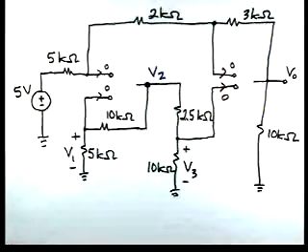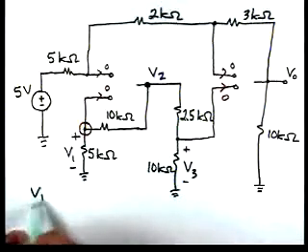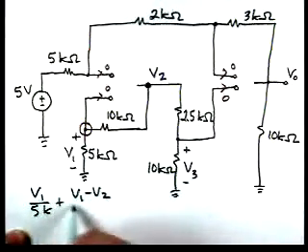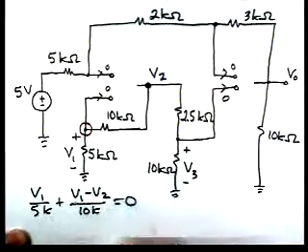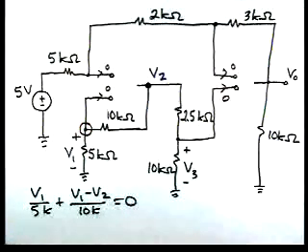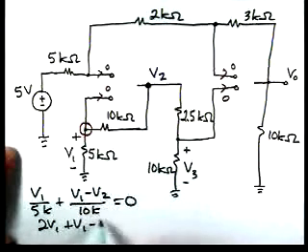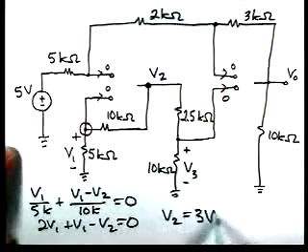And now let's apply Kirchhoff's current law at this node. So if we do that, we have V1 over 5K plus V1 minus V2 over 10K equal to 0. And if we multiply through by 10K, we'll see that we have 2V1 plus V1 minus V2, and we get V2 equal to 3V1.